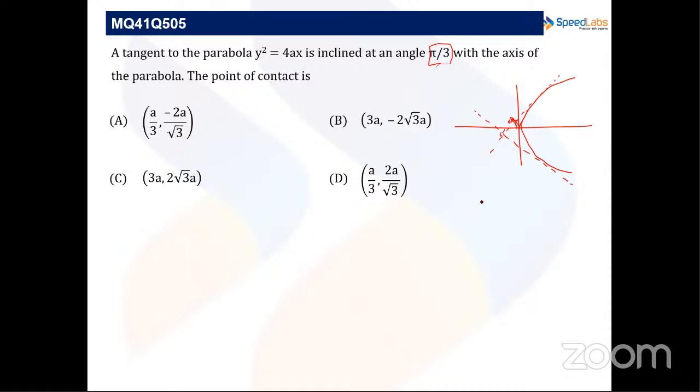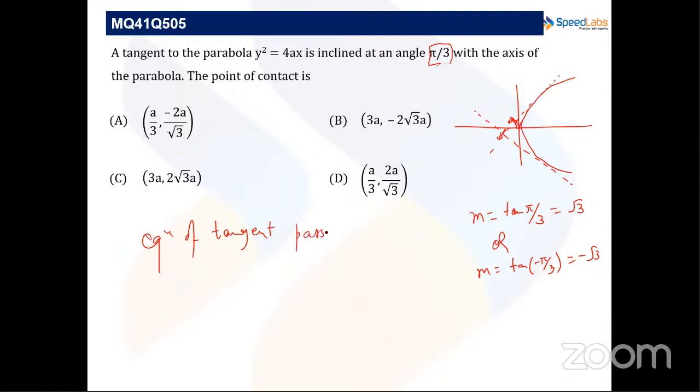So we have two possibilities. If the angle is pi by 3, then the slope will be tan pi by 3, that will be root 3. Otherwise the slope will be tan of minus pi by 3 and it will be minus root 3. So we have the two values of slope. Now the equation of tangent at a point (x1, y1) for any curve is given by T equals 0.